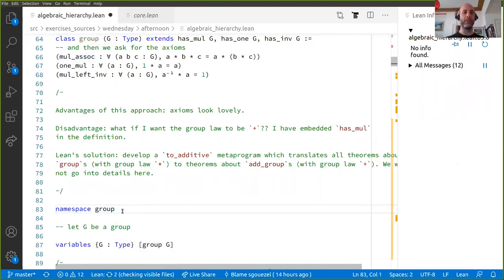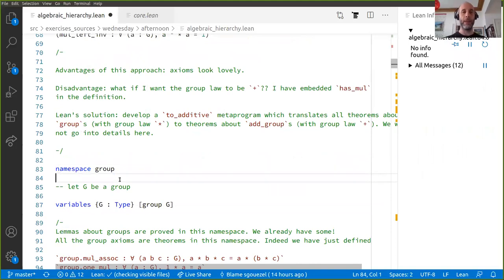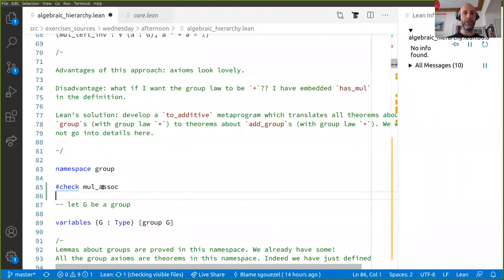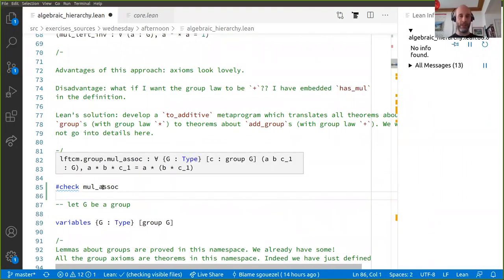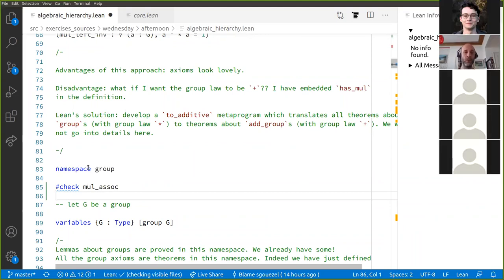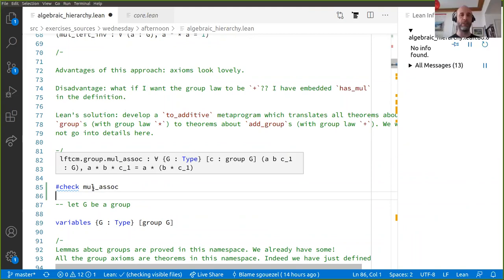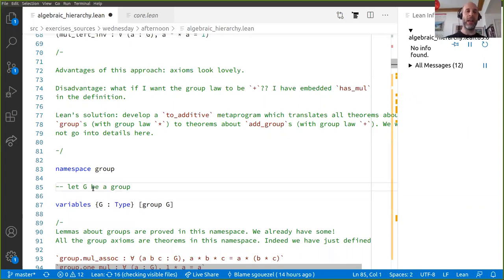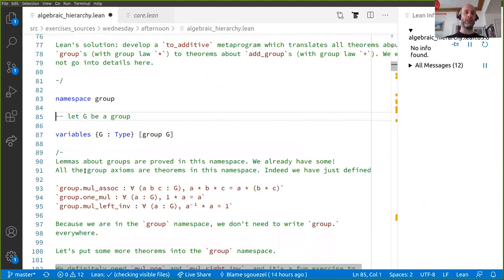And now I'm in the group namespace. And so now I can just call it mul_assoc, you see. If I check mul_assoc, there, I wonder if we get the right one. We do, there. That's the proof of associativity of multiplication, which I've just defined, because you can see it's got this funny thing in front of it. So all the time I'm wrestling against the problem that Lean already has a mul_assoc, you see. This will become slightly problematic later. So now here we are in the group namespace, and we've got these three theorems already, group.mul_assoc, group.one_mul, and group.mul_left_inv.